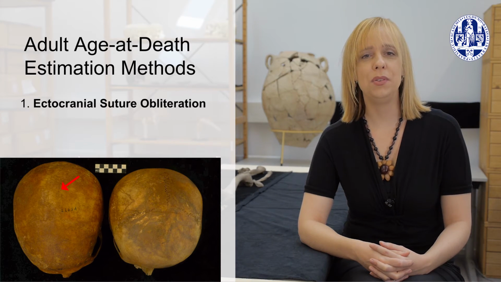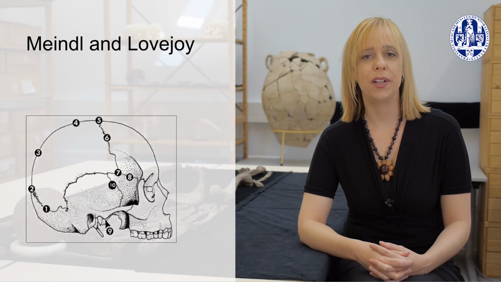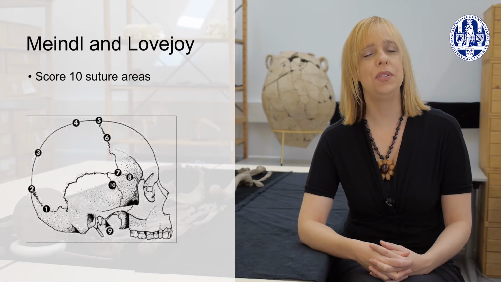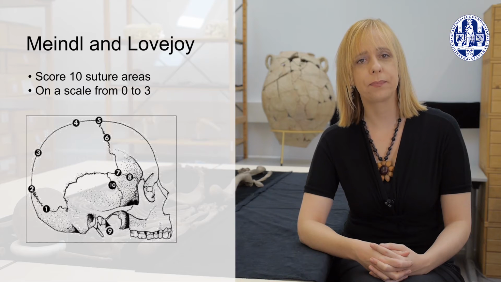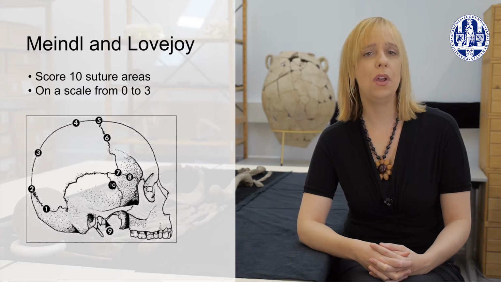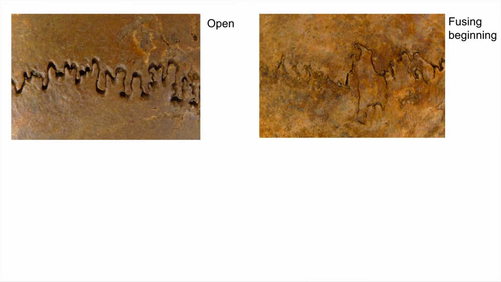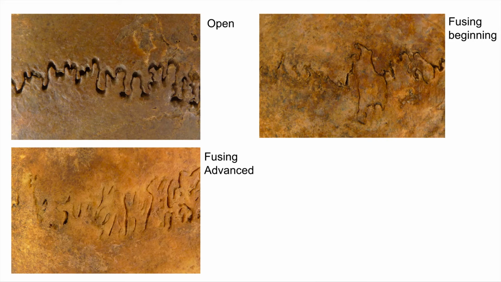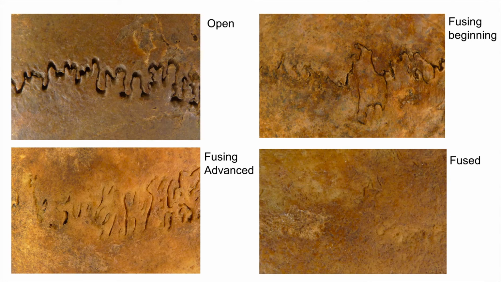The most common method used today was developed by Meindl and Lovejoy. Briefly, they developed a method that scored 10 separate suture areas on a scale from 0 to 3. 0 equals no cranial suture closure, 1 equals minimal closure, 2 equals significant closure, more than 50% of the area, and finally 3 equals complete suture closure, where the suture line is completely obliterated. Within one cranium, some sutures may exist at closure levels of 0 or 1, and others can exist at closure levels of 2 or 3, and this is normal.